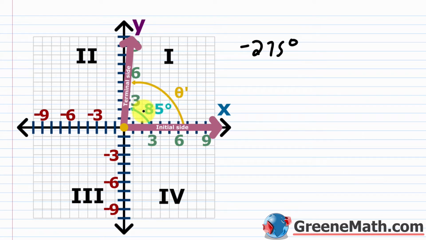And so you can see that this angle right here is the angle we're looking for. So theta prime is equal to this 85 degrees. Let me just write this here. So theta prime is just equal to 85 degrees. It's just equal to the angle that we're working with.